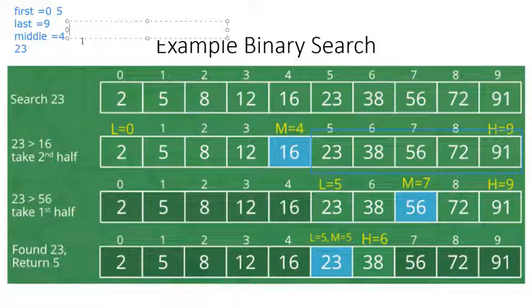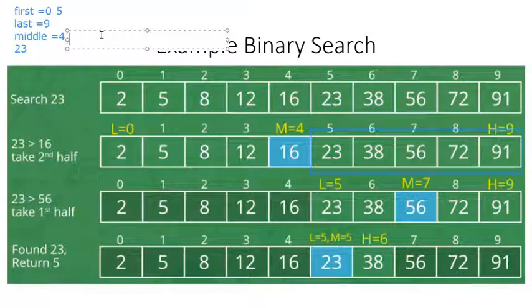Now if first is equal to 5 and last hasn't changed, what will be the value of the middle element? The middle will become 5 plus 9 divided by 2. That means 14 divided by 2 is equal to 7. So now compare the value of 23 with the element at index number 7. 23 turns out to be smaller than 56. That means it can only be present on the left hand side of 56 in this list.